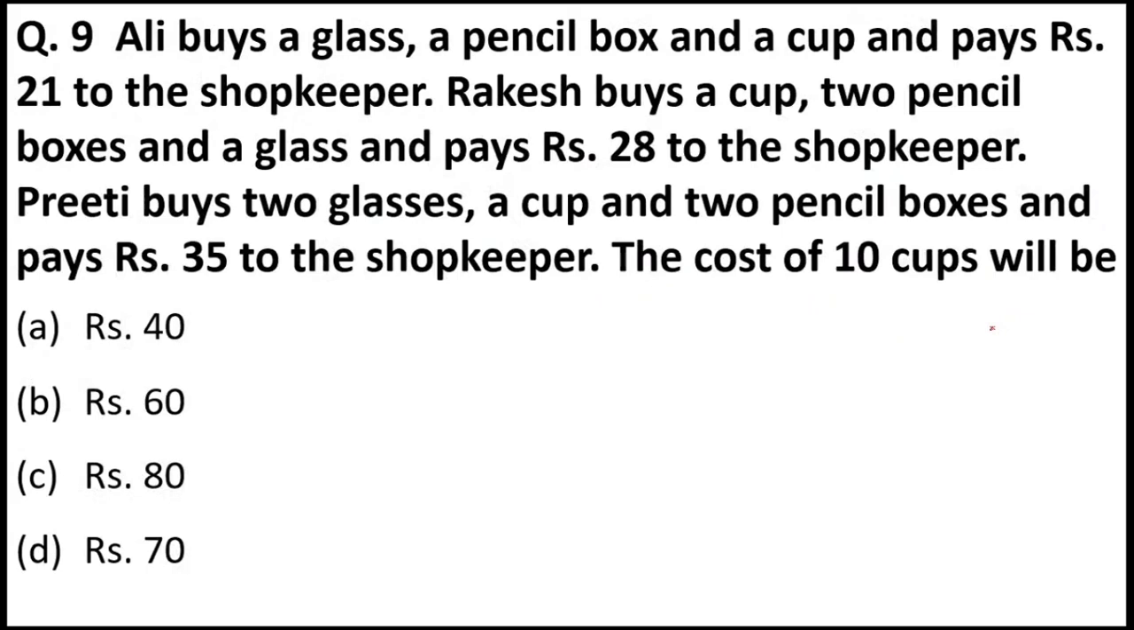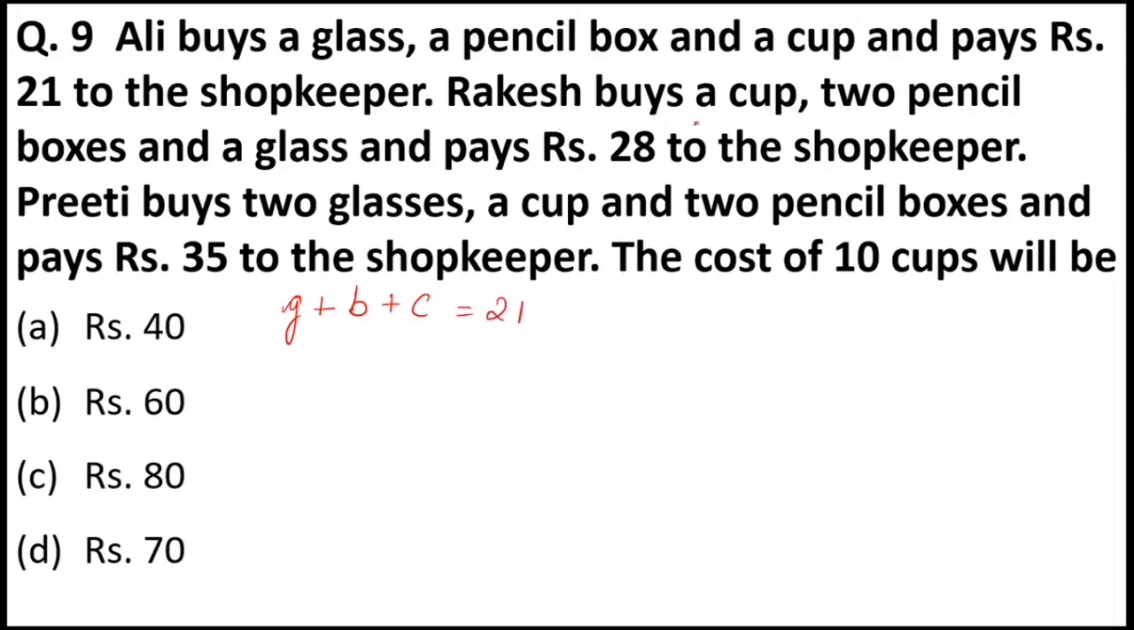A simple question, a little calculation. You have to find equations in this kind of question. Let's see how we are going to solve it. So Ali buys a glass, pencil box and cup and pays 21. So let's assume the cost of one glass is G. So we'll write G plus the cost of one box is B and the cost of one cup is C. So it is 21. Okay, simple equation.